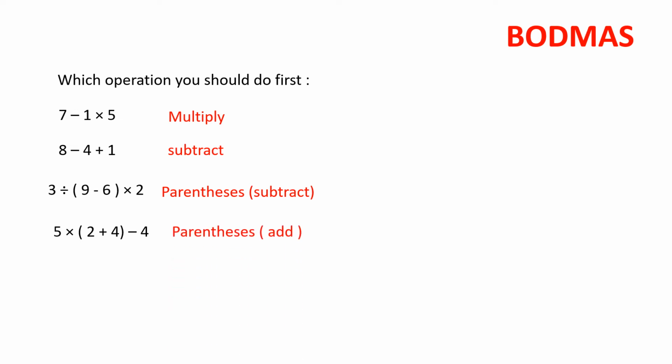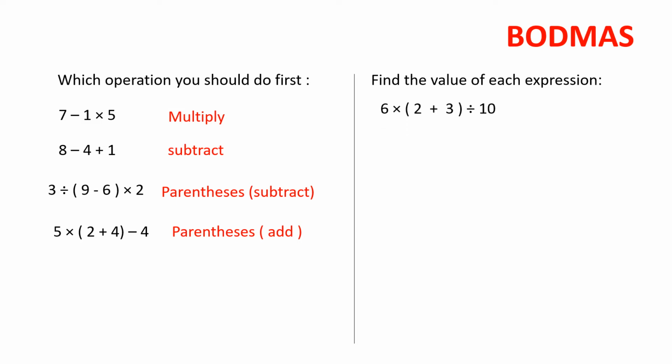Okay, what about the other part? How can you find the value of any expression? As I said, also follow the order of operations, which is parentheses, brackets, braces, then multiply and divide in order from left to right, then add and subtract in order from left to right. So what about this question? If I said find the value of each expression, and I want to find the value of this expression, which is 6 times (2 plus 3) divided by 10, what will you do?